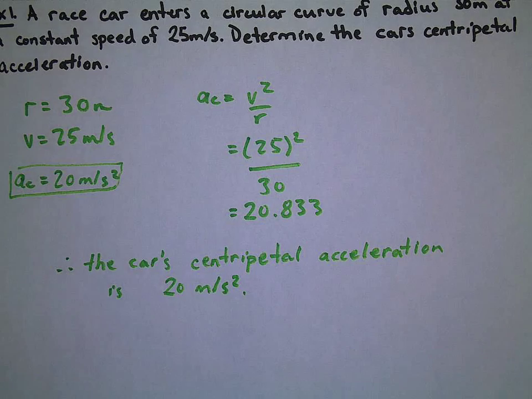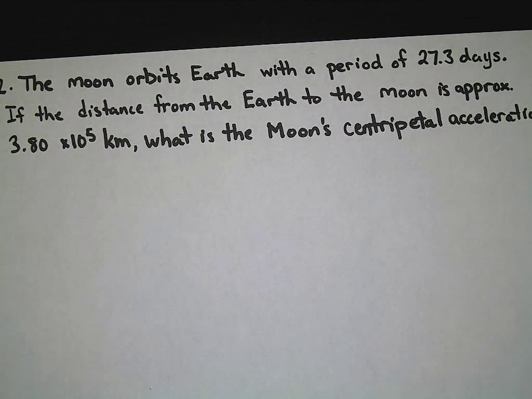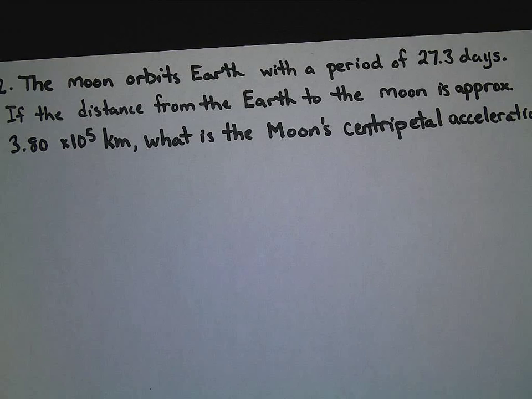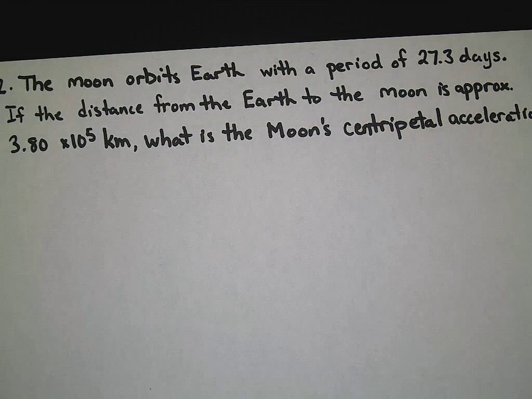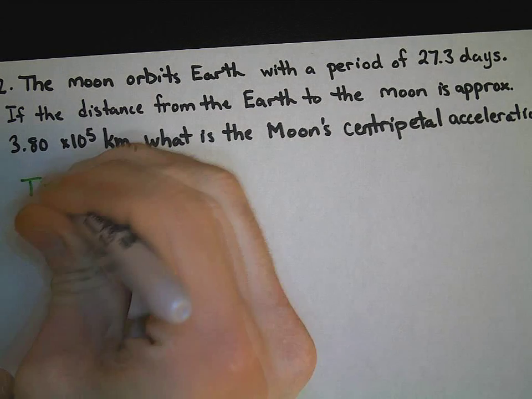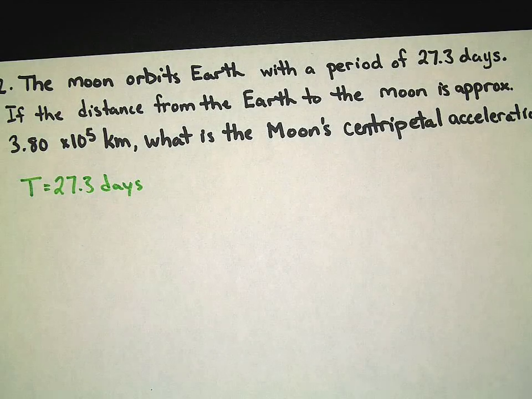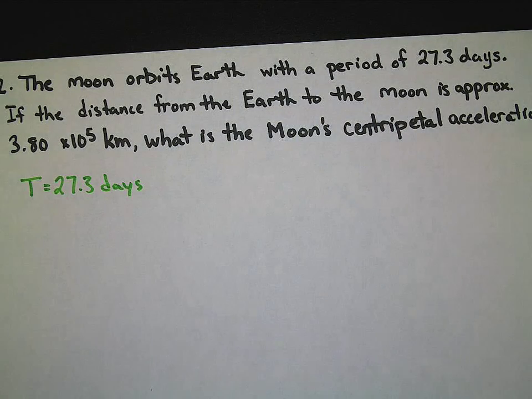Let's continue with one more brief example, and this is dealing with the moon, which orbits the Earth with a period of approximately 27.3 days. And the distance from the Earth to the moon is approximately 3.8 times 10 to the 5 kilometers. So there's approximately our radius. We must change days into seconds first. I'm going to show us this using conversion factors. It's how my brain works.